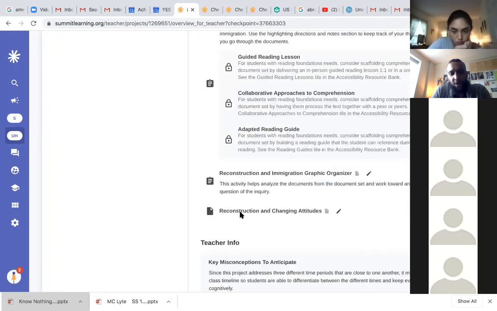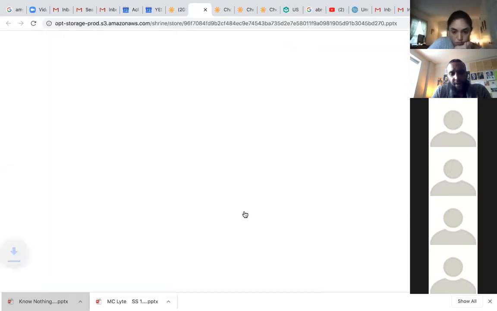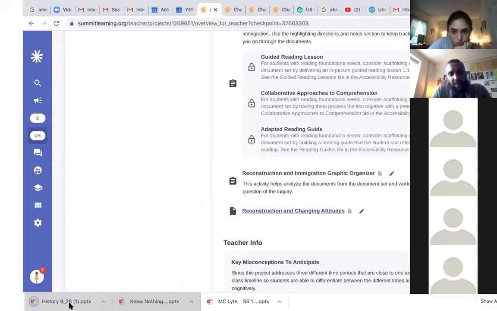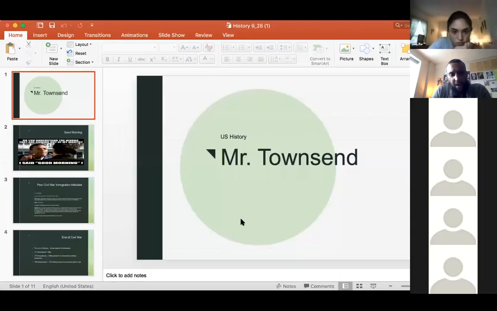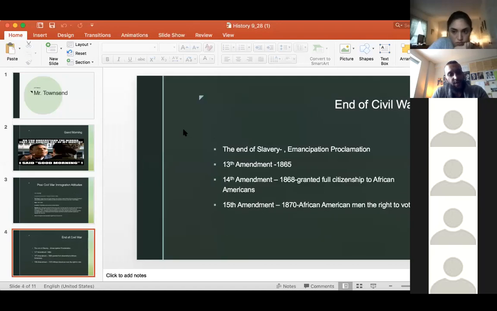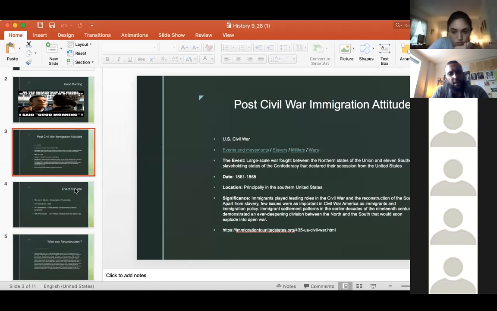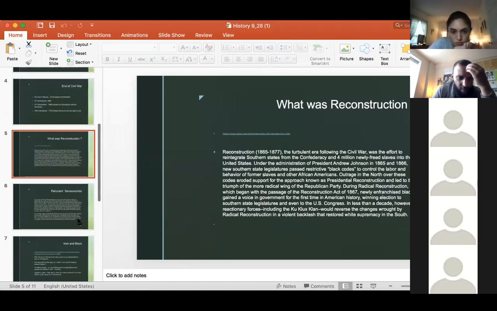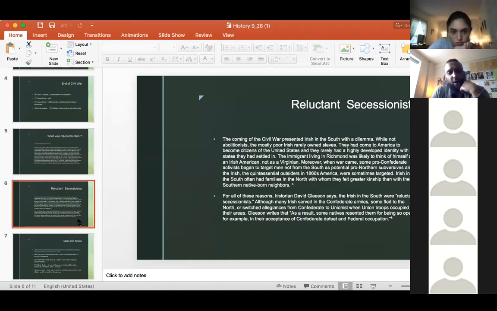When you open up this Reconstruction and changing attitudes on Summit, you're either going to end up with a Google slide. If it comes down to history, 928, it'll open up. You should be able to see what I'm seeing, which would come from that day off of Summit. Let's say you weren't here September 29th. Well, how do I find out about post-Civil War immigration attitudes? Everything is there. What is Reconstruction? What happened at the end of the Civil War? What do the 13th, 14th, and 15th Amendments provide? What were reluctant secessionists when we talked about the Irish?